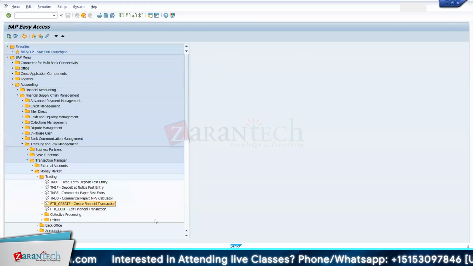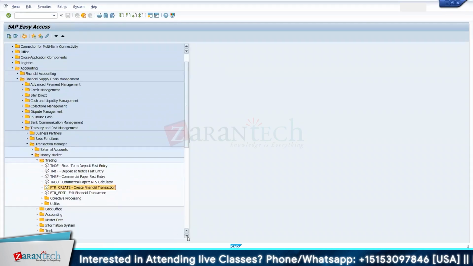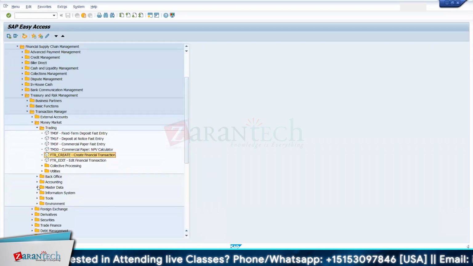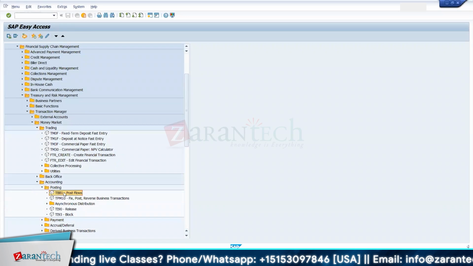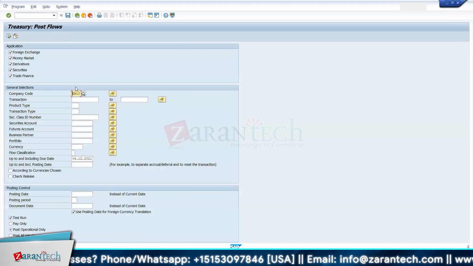It means like here in the accounting, I can do the posting. So this is the transaction code we use for the posting. Okay, so TBB1. So this is the TBB1 transaction.